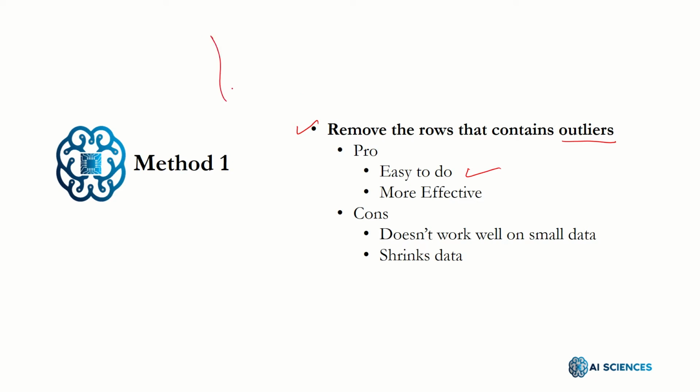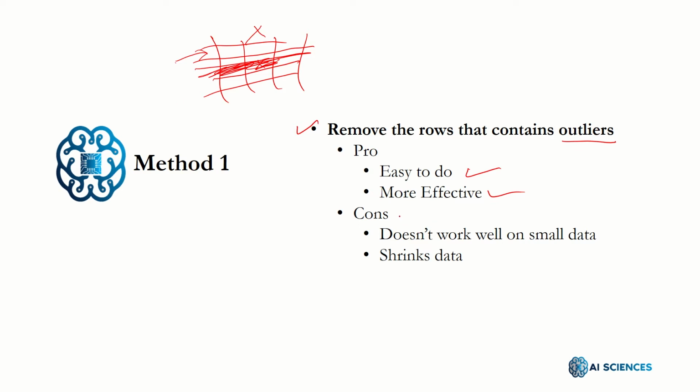Let's say these are the columns, and this is the column that has an outlier over here in this cross. You just remove this whole row from here, and we're good to go. It is easy to do, and it is also effective. Your whole data nature is the same. Data size would be changed, but data nature is the same.